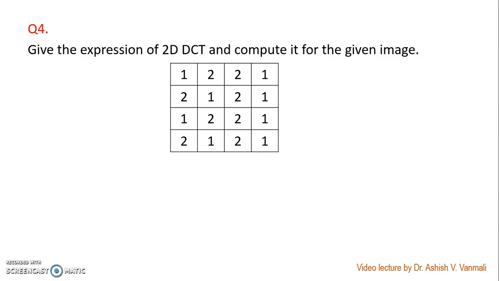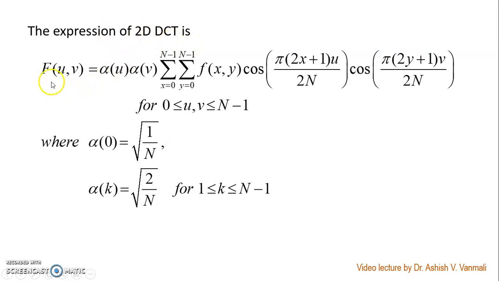Over here, the equation of the 2D DCT is something like this. F of u,v is equal to alpha u alpha v, summation over x running from 0 to n minus 1, summation over y running from 0 to n minus 1, f of x,y cos of pi (2x plus 1) u upon 2n into cos of pi (2y plus 1) v upon 2n, for u and v both running over 0 to n minus 1. Here alpha 0 is root of 1 by n and alpha k is square root of 2 by n for k running over 1 to n minus 1.